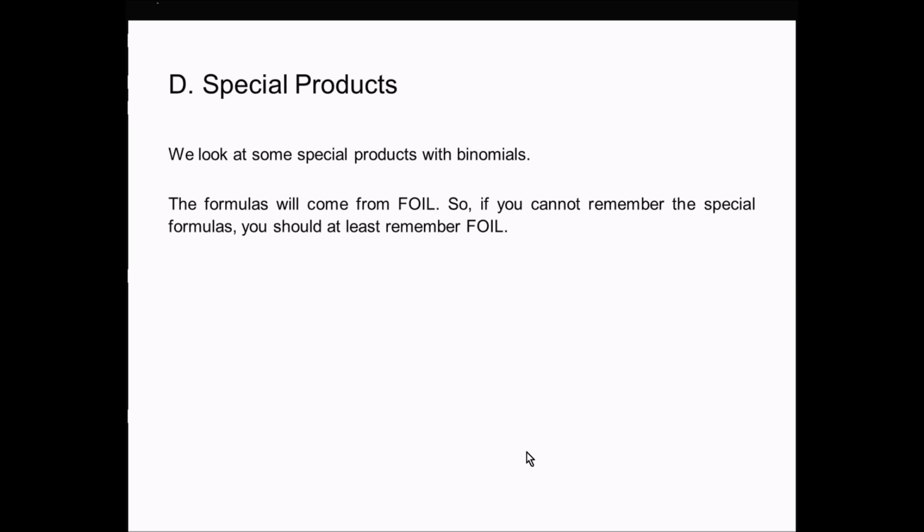Some special products. We look at some special products with binomials. And remember, when you multiply binomials, it's FOIL. So the formulas will come from FOIL. So if you can't remember the special products, you should at least remember FOIL. You got to remember something. So FOIL is probably worth remembering.